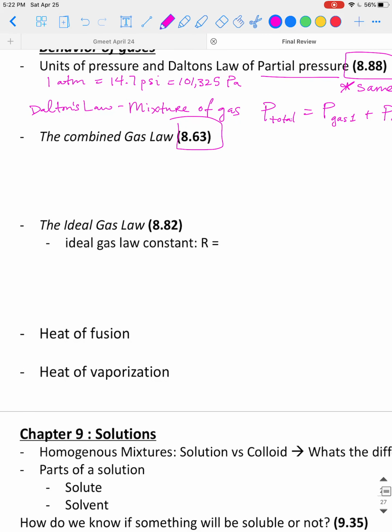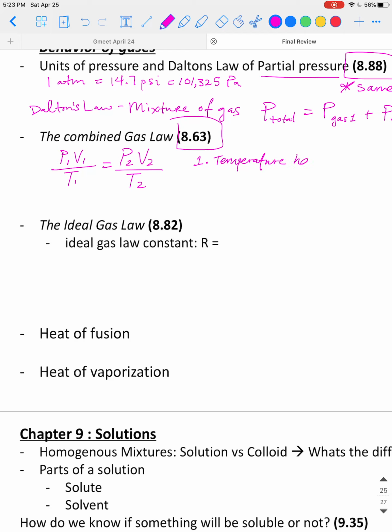I've also listed some problems to practice for these things as you go. Remember, the combined gas law is a combination of simple gas laws: Charles, Boyle's, Gay-Lussac's. You do not have to memorize those, but you do need to know the combined gas law, which is P1 V1 over T1 equals P2 V2 over T2. So you need to know that law, write it on your note card or memorize it for the final.